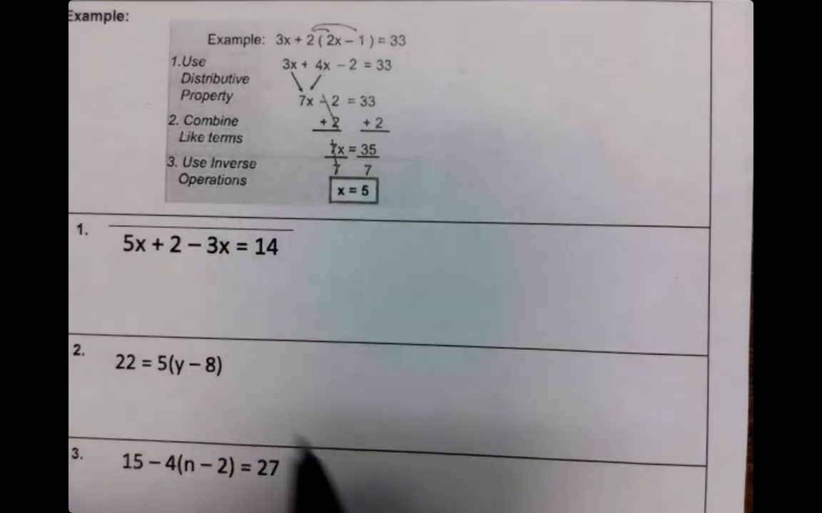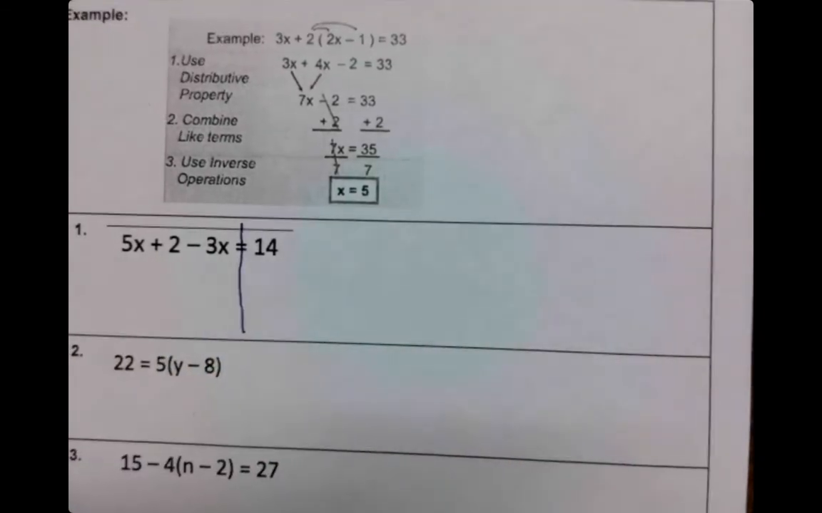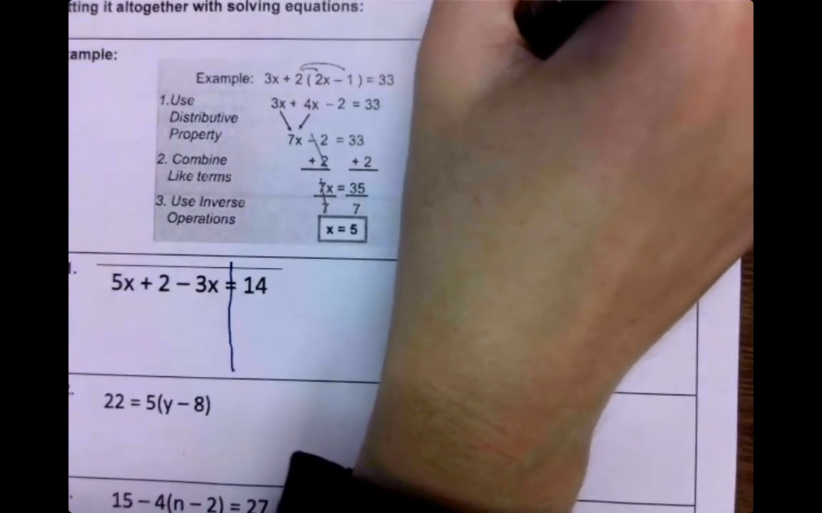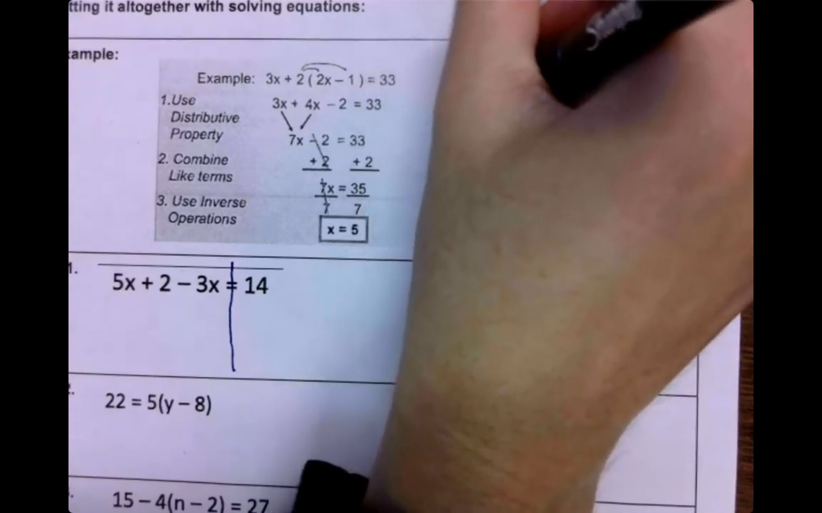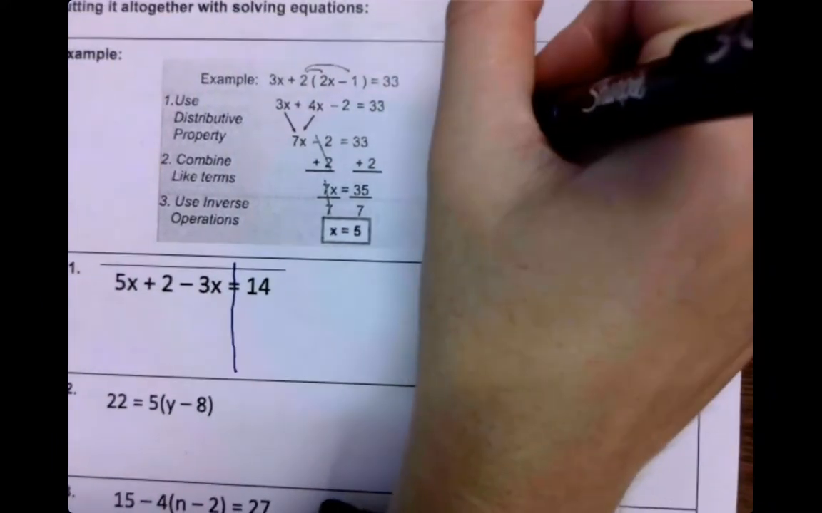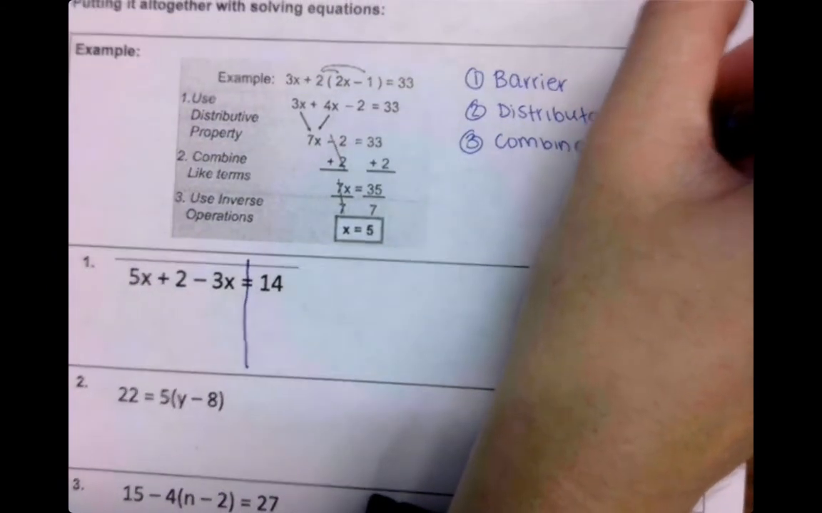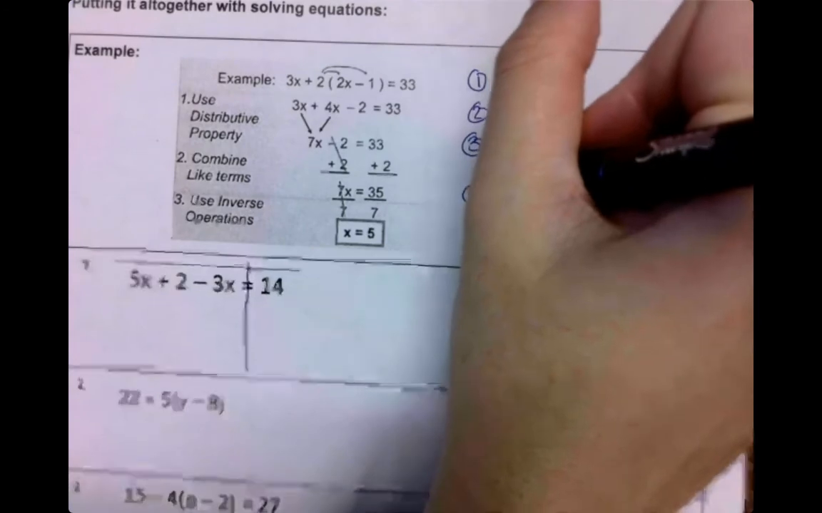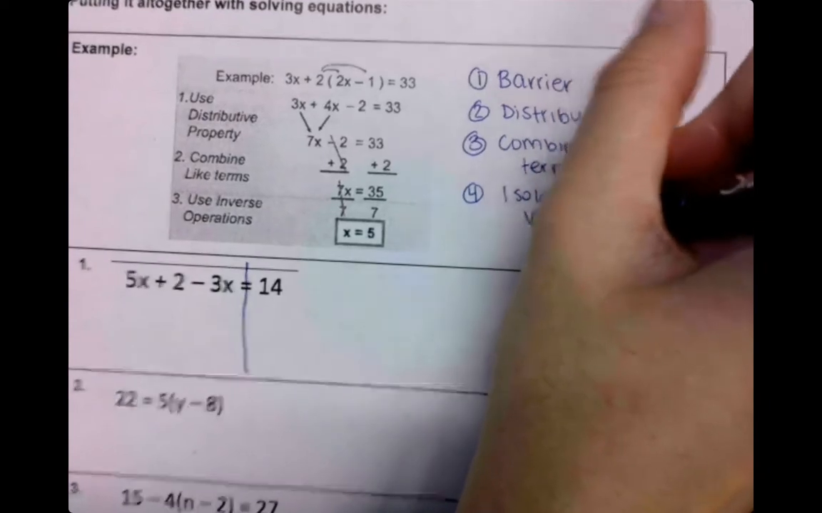Okay, so our barrier does not change. We are going to: 1, do our barrier; 2, distribute; 3, combine like terms; 4, isolate the variable. And that will be good for now.